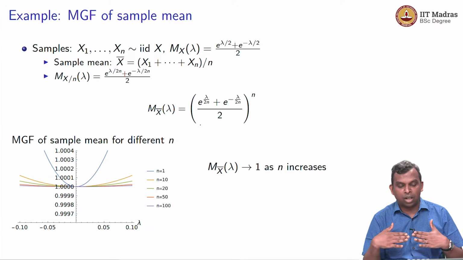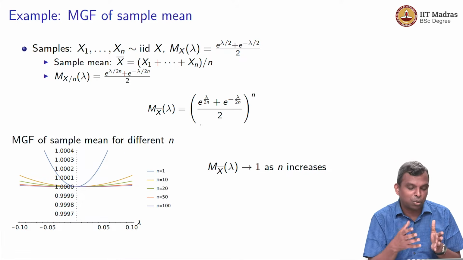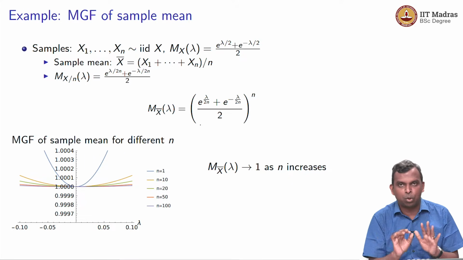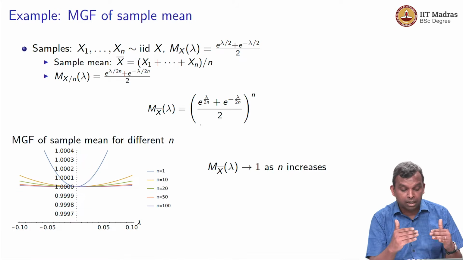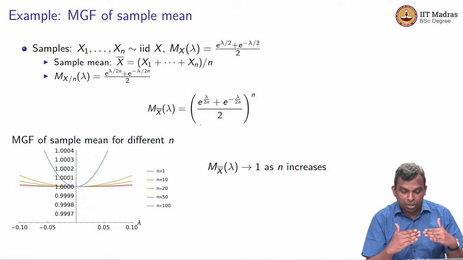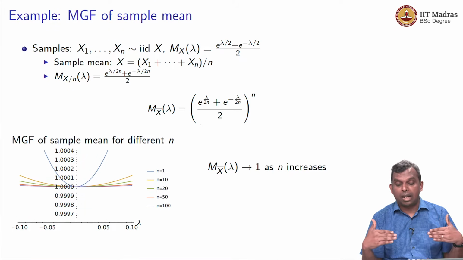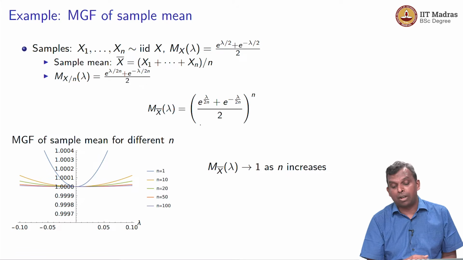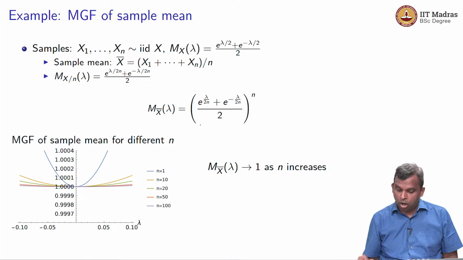And notice what's going on. As you keep increasing n, we observe, at least visually, even though we have not proved this analytically, and we won't prove it, though you can if you like, that it keeps coming down and becomes flat. And it's a fact that this M x bar of lambda will tend to 1 as n goes to infinity. So this should not be surprising to you.